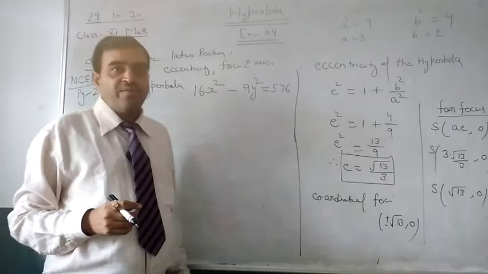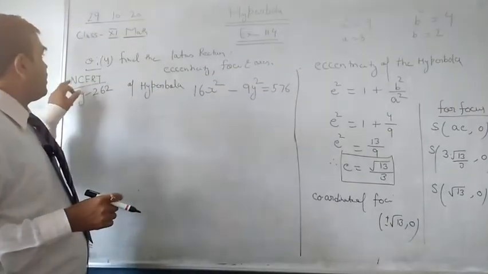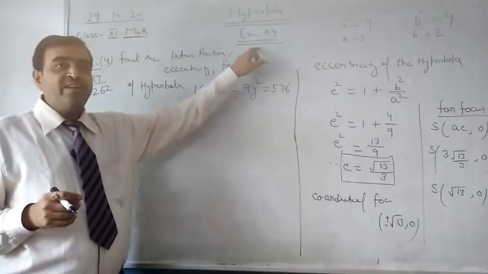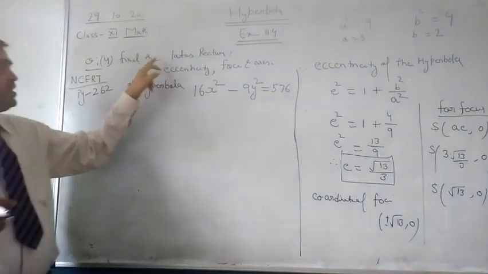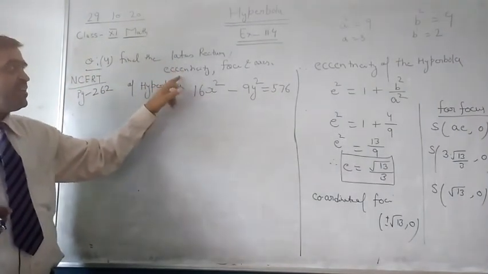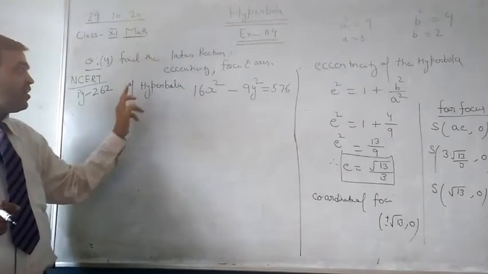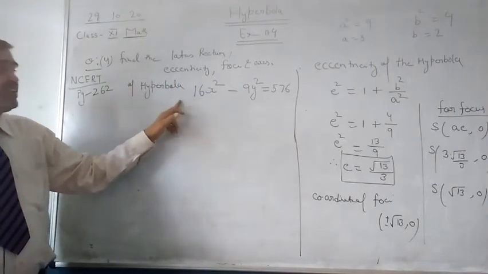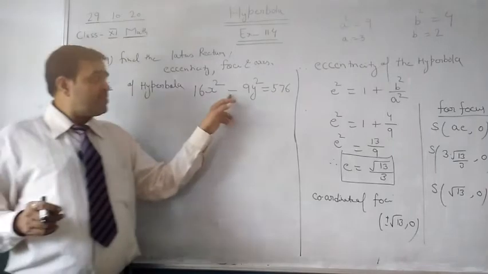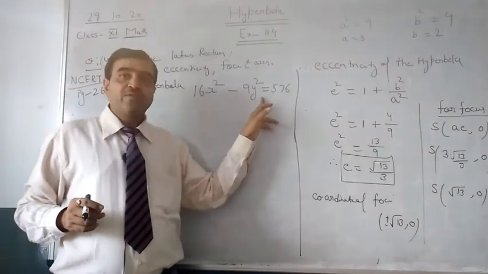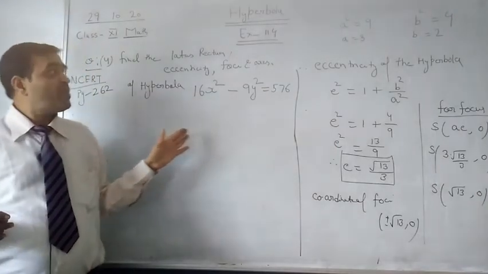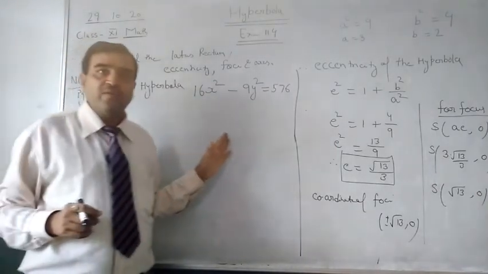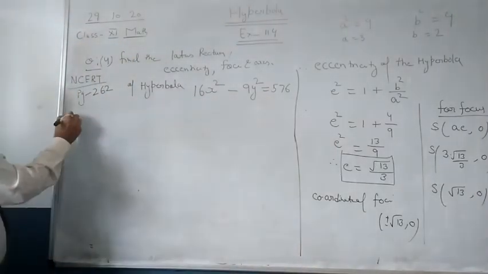Next question from NCERT book, exercise number 11.4. Question number 4. Find the latus rectum, eccentricity, foci and axis of hyperbola 16x square minus 9y square is equal to 576. This is question number 4 from exercise number 11.4. Solution.